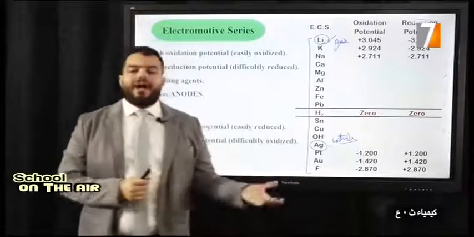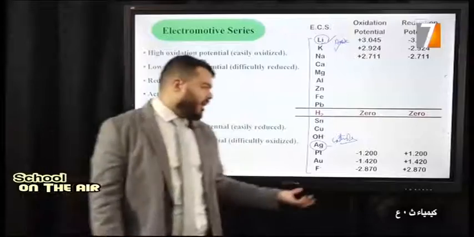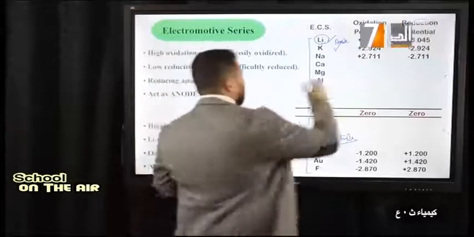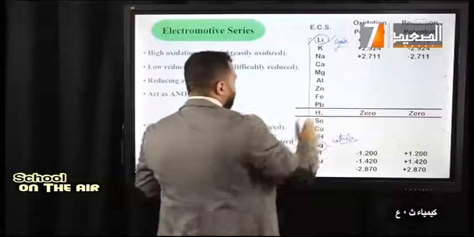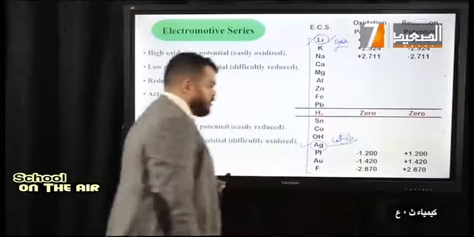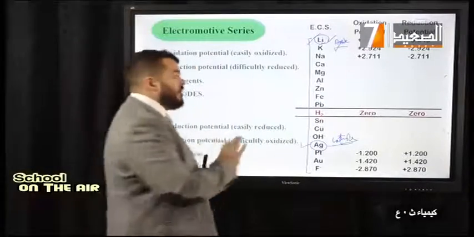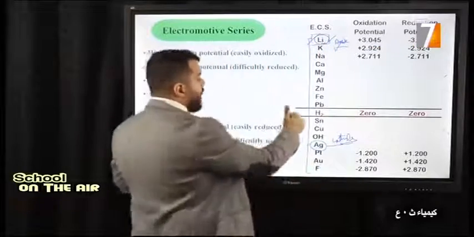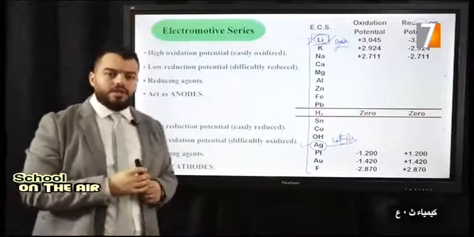So at all times at the anode, oxidation takes place, and at all times at the cathode, reduction takes place. So the lithium and the silver, you know that the lithium will be the anode and the silver will be the cathode. I have a question. Do I have to pair an element above hydrogen with an element below the hydrogen?